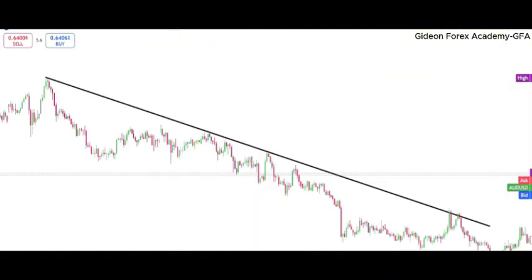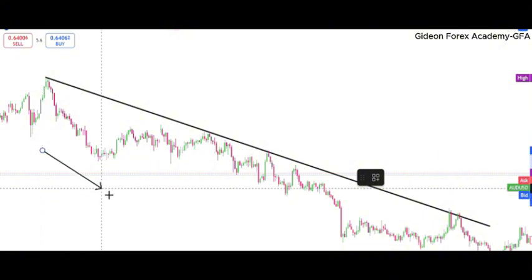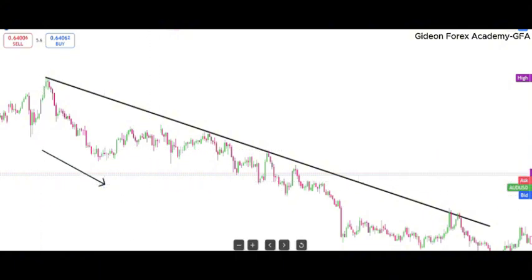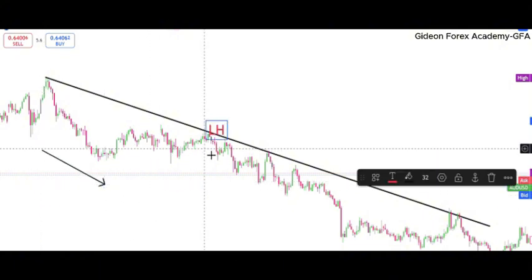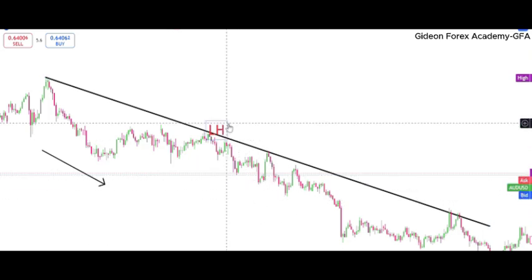So in this second example, it would be in a downtrend. As you can see, this is a downtrending market. This is now a downtrend. You can see the market is forming a lower high and that would be a lower low.